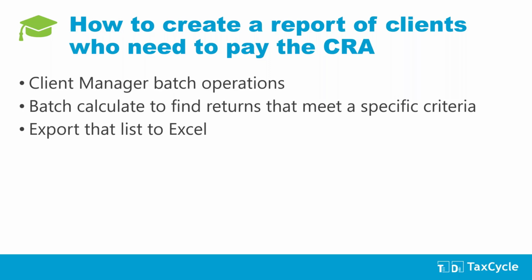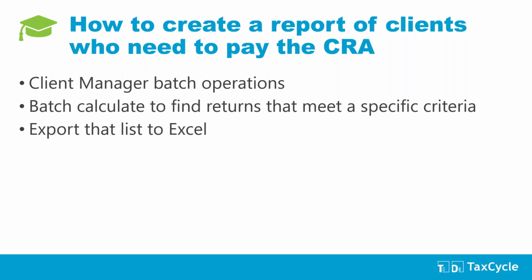First off, I'll quickly cover Client Manager and the various batch operations. Just quickly go through those. Then we'll be settling in on the batch calculate. We'll be using that to find returns that meet a specific criteria. For this example, I'm going to be looking at if someone owes money to the CRA, but you are not constrained to that. You can use any particular data point within a return to filter those results and really narrow down your client list to who you want. And lastly, we'll simply be exporting that list to Excel. So if you really want to dive in and use some of the powerful analytical tools that ship with Excel, you can go ahead and do that for further analysis.